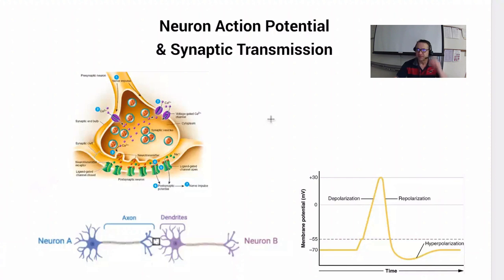Welcome to lecture number 5 in our nervous tissue unit. So in lecture number 4, we went over the neuron action potential. In lecture number 3, we went over the resting membrane potential. Today we're going to finish the action potential, and we're going to go over the synaptic transmission.